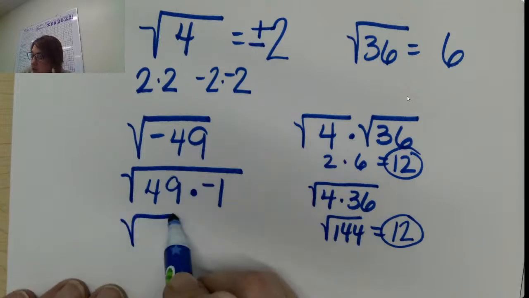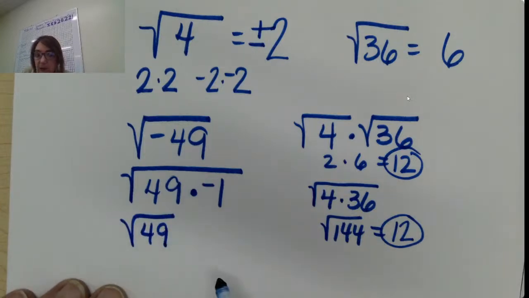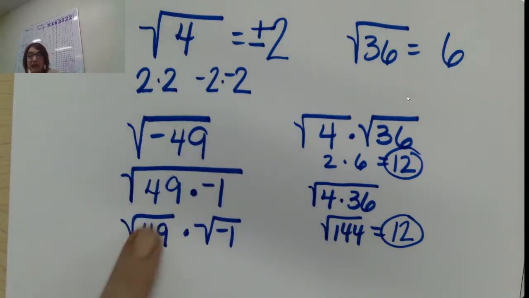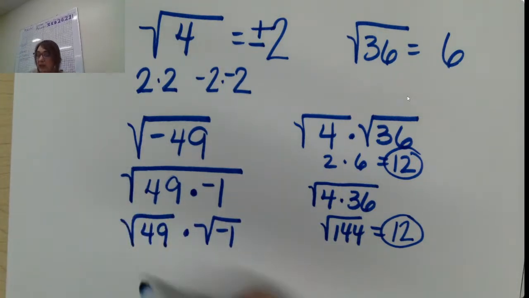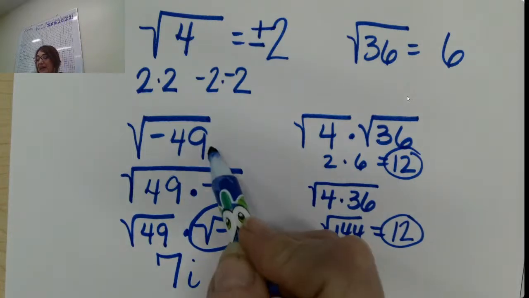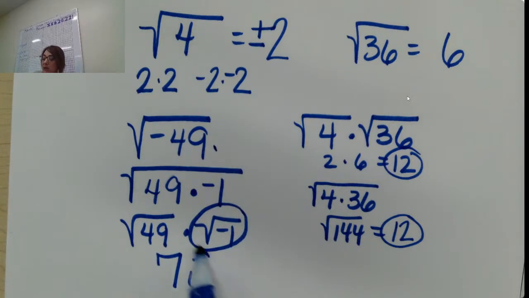So if I take the square root of 49 and the square root of -1, this I can do. The square root of 49 is 7. The square root of -1, we're going to call the imaginary number i. So now, instead of saying I can't do this, I'm going to say, oh, that's 7i. That's an imaginary number. Y'all with me so far?